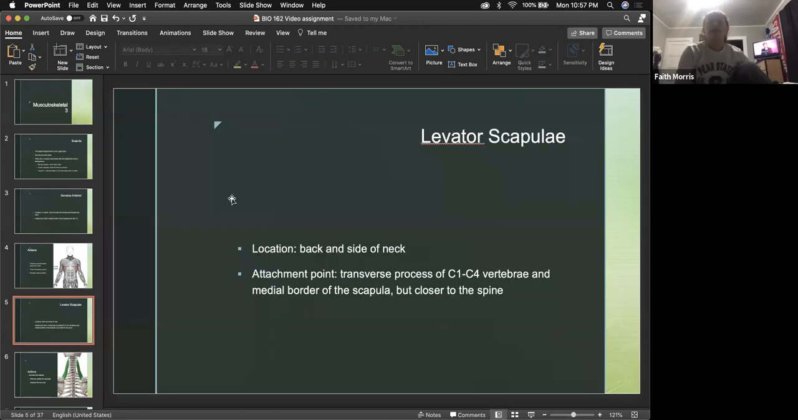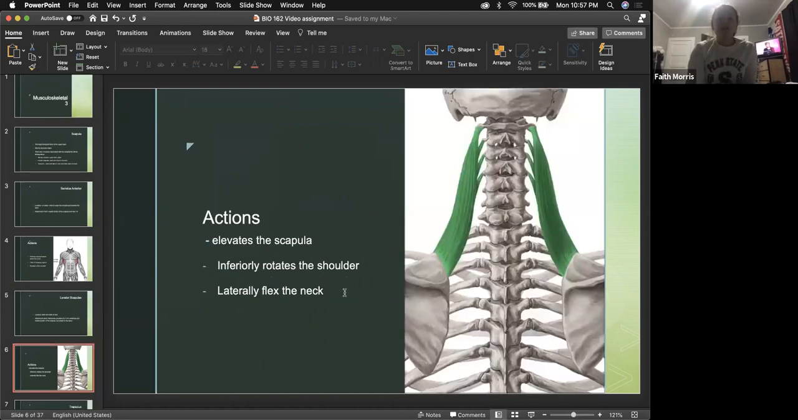The next muscle is called the levator scapulae. This is on the back and sides of your neck, and its attachment points are the transverse processes of C1 through C4 vertebrae, which is up in the back of your neck here, and the medial border of the scapula, but closer to the spine than the serratus anterior. The actions of this are that it elevates the scapula, inferiorly rotates the shoulder, and laterally flexes the neck.